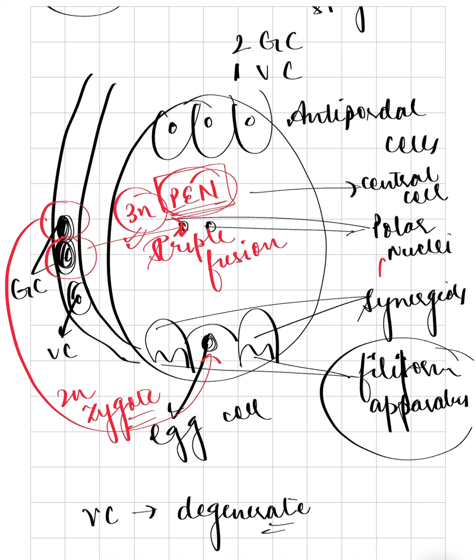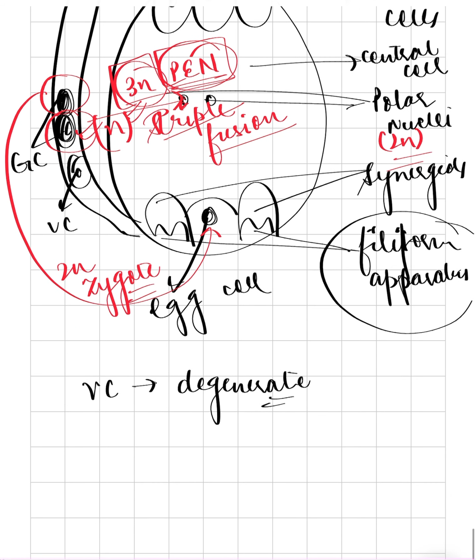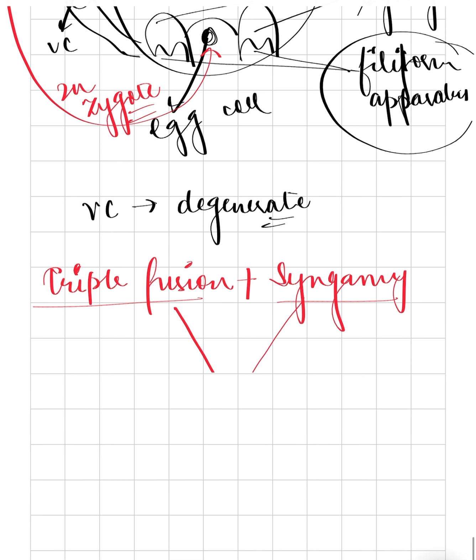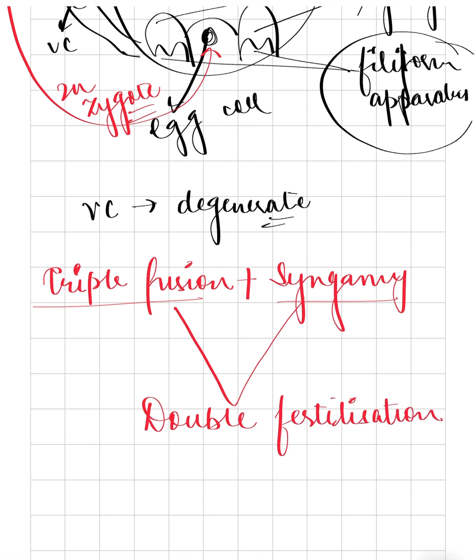Why? Because these polar nuclei are 2N in nature and this particular generative cell is N in nature. So this forms 3N ploidy. This is known as triple fusion. Triple fusion and the formation of zygote by the help of syngamy occur simultaneously. This process is known as double fertilization.